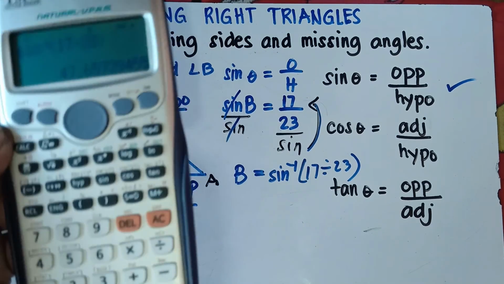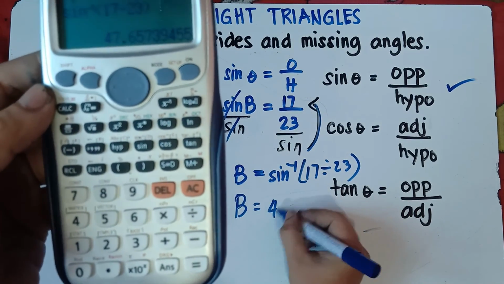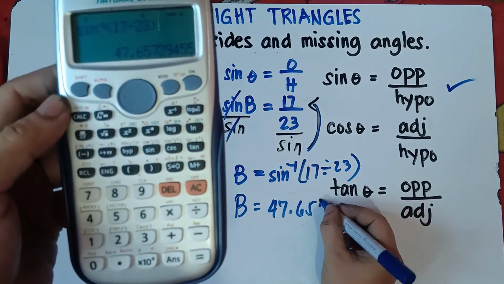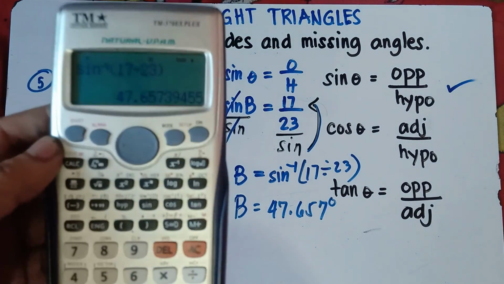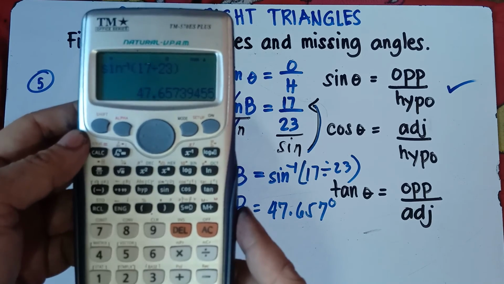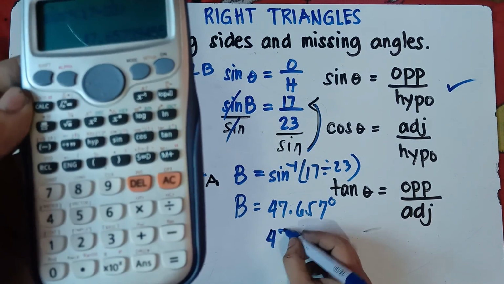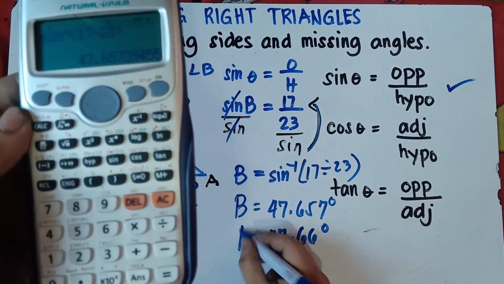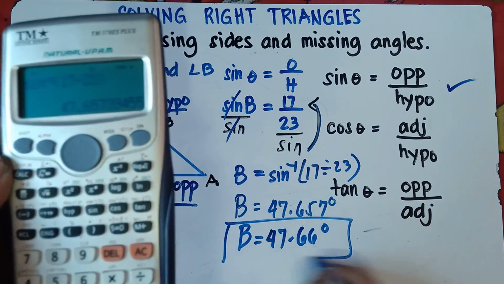47.657. So B is equal to 47.657 degrees. So can we round it off? Yep, 2 digits. Let's have 2-digit decimal. So this will be 47.66 degrees. That's the answer, class, for our B.